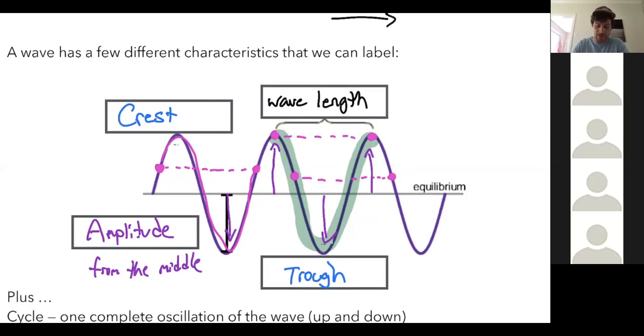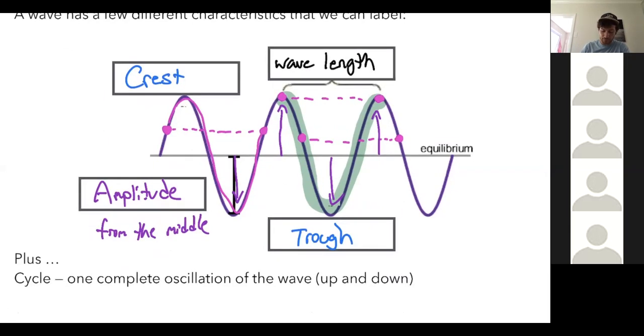Another word that you might see is a cycle. One wave cycle is just one complete oscillation of the wave. It's the same thing as a wavelength, but a cycle of the wave is when it does a full cycle, goes through start to end.